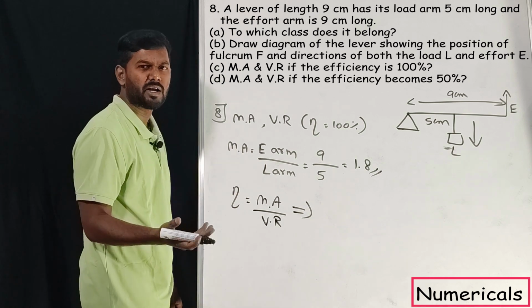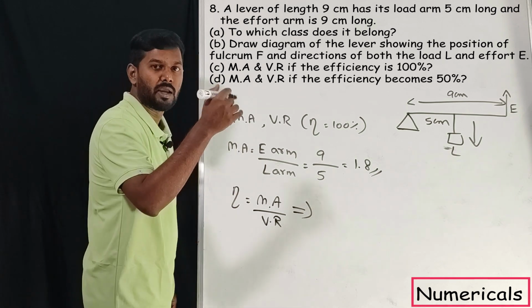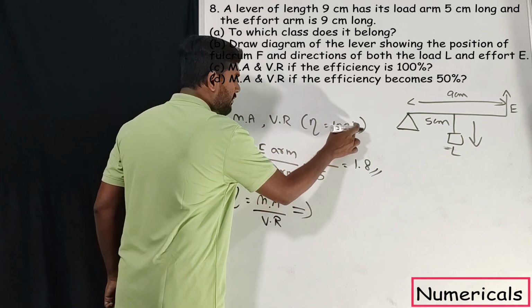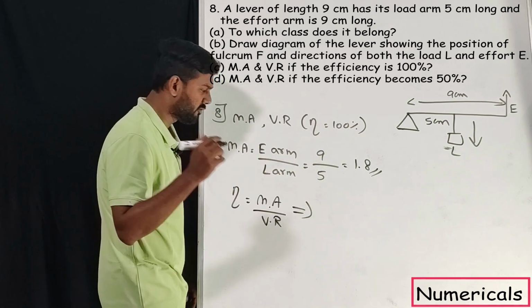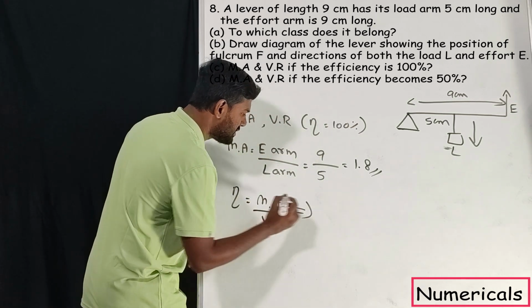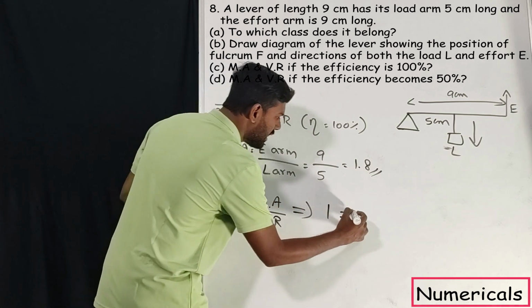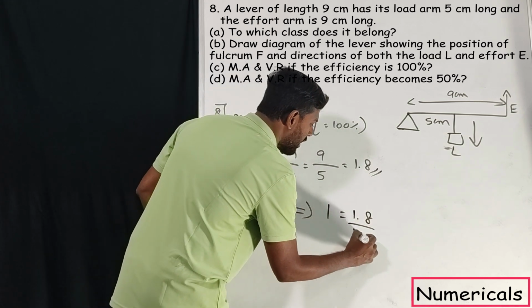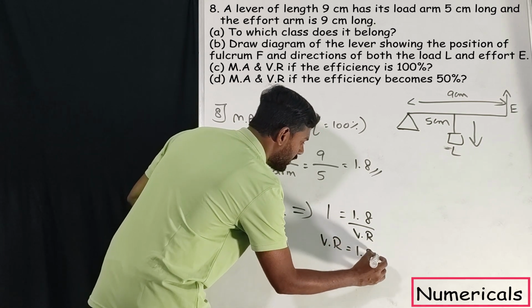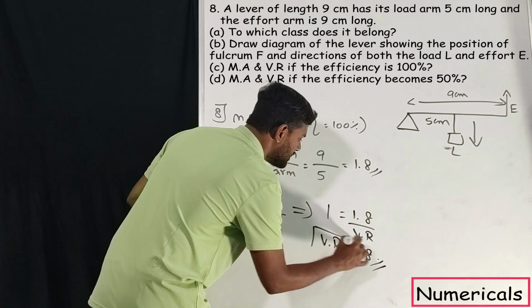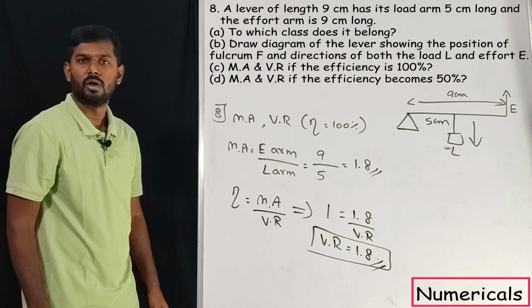How can you get rid of the percentage? Whatever the value given, divide by 100 to get rid of the percentage. 100 divided by 100 will be equal to 1. So efficiency will be equal to 1. Mechanical advantage is 1.8. We have to find velocity ratio. Velocity ratio will be equal to 1.8. So again, velocity ratio also doesn't have a unit.